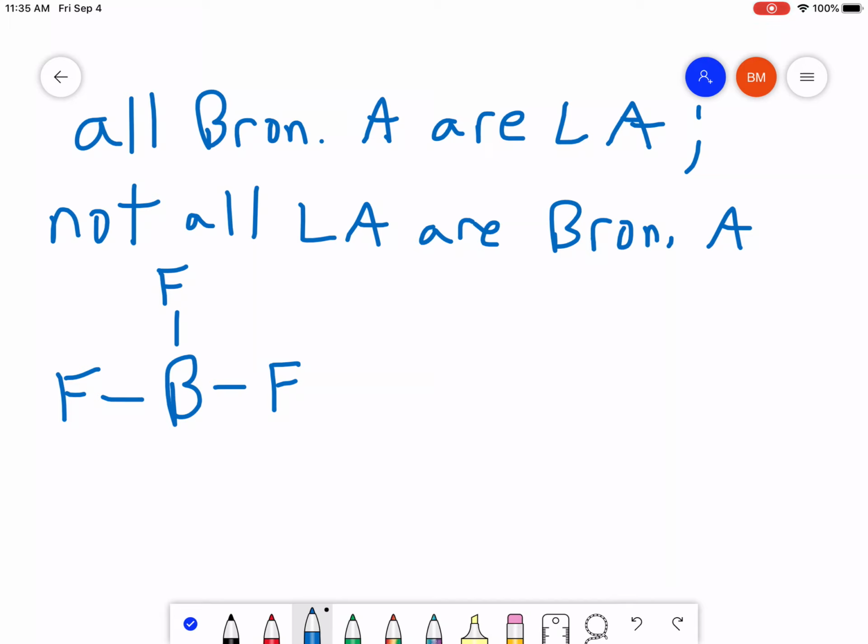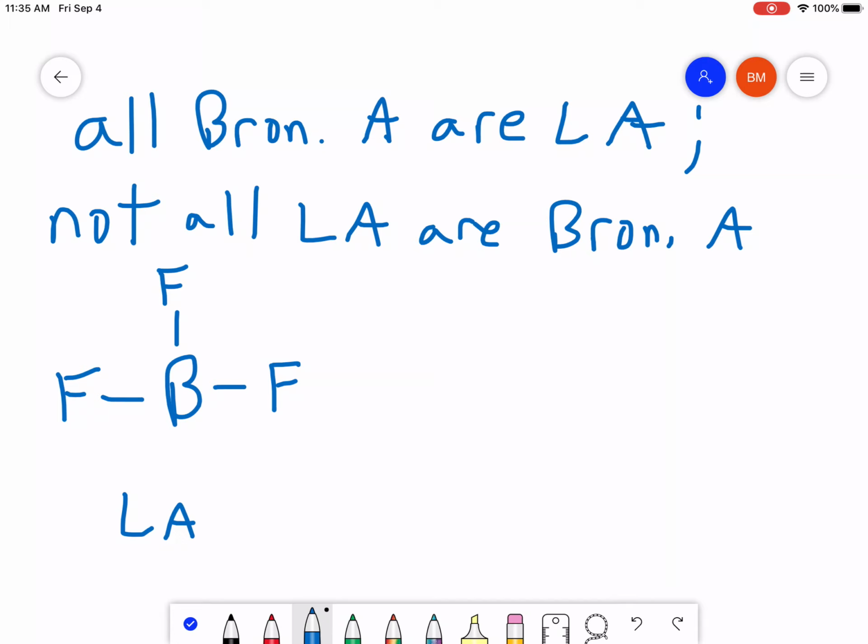All right. Now, if you look at BF3, I can tell you that BF3 is a Lewis acid. Okay? Is BF3 a Bronsted acid? Well, heck no, it's not, because guess what? It ain't got any protons, right? It can't act as a proton donor because it doesn't have any. But yet, it can still accept electron pairs.